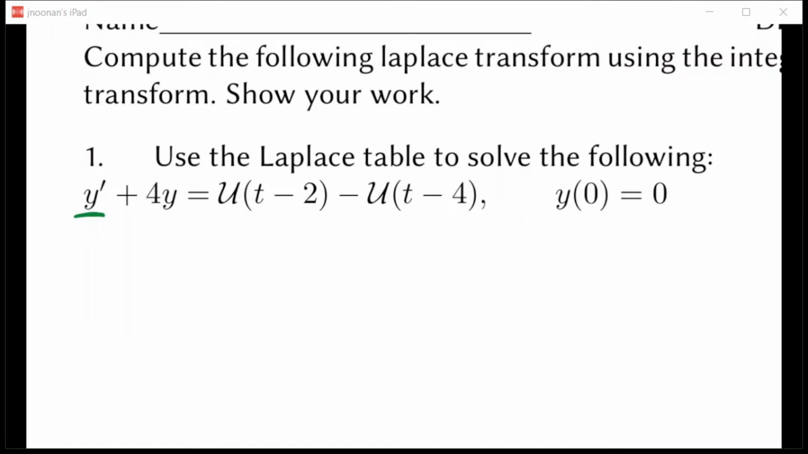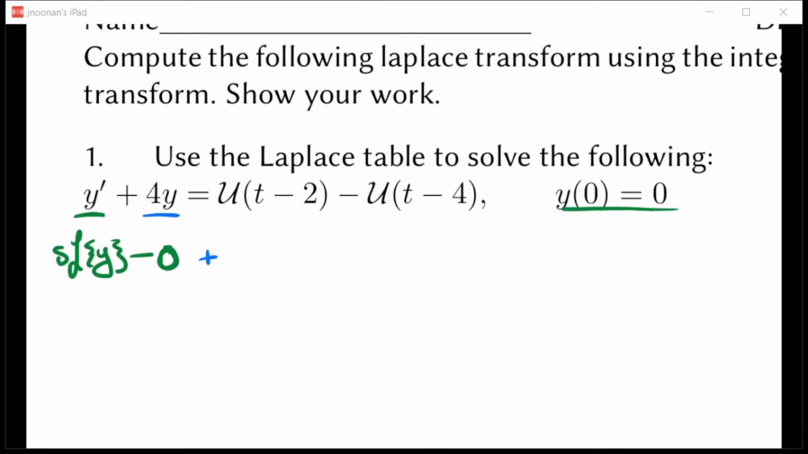Oh yeah, that's good. That would be s times the Laplace transform of y, minus the initial condition. The initial condition happens to be 0. All right, very nice. Next, we have to do 4 times y, so plus this thing. How would I write the Laplace transform of 4 times y?